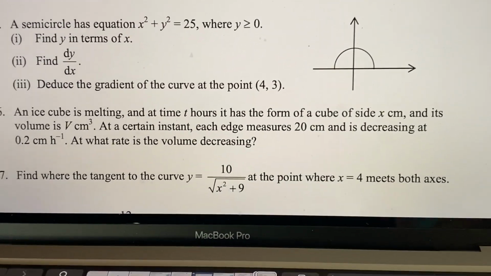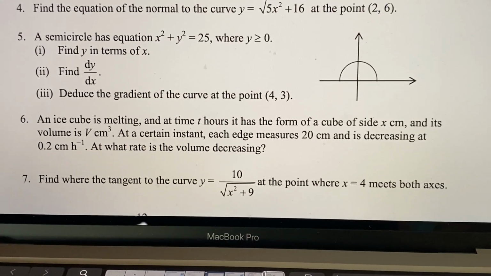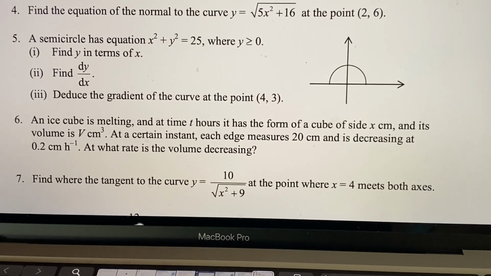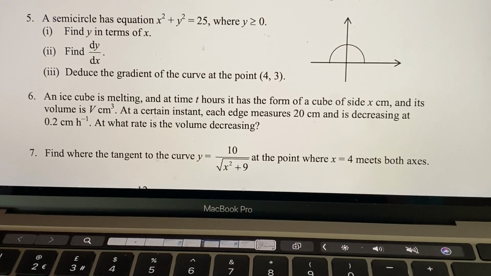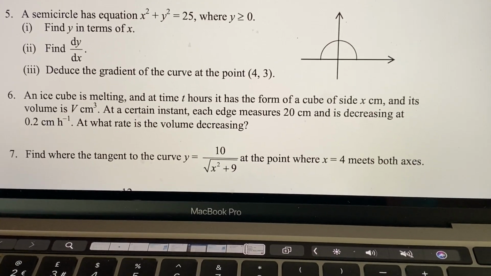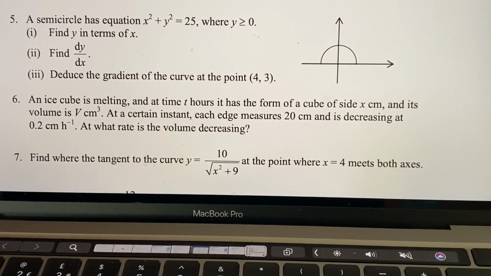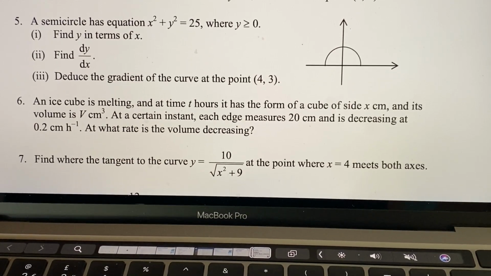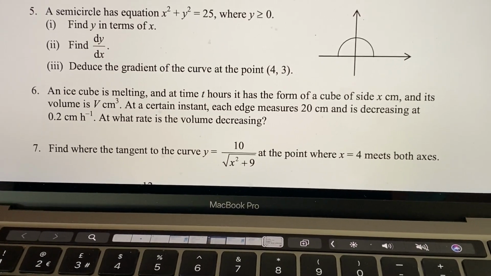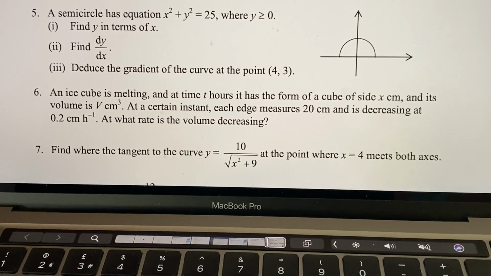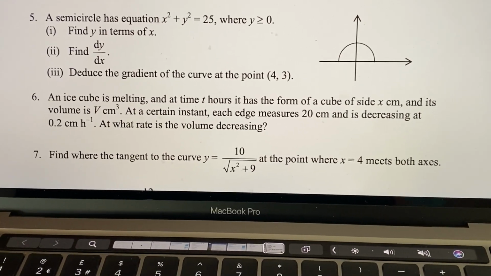And then if I look through the question, it says that at time t hours, it has the form of a cube of side x centimeters and its volume is V cubed. At a certain instant, each edge measures 20 centimeters, that's important, and is decreasing at 0.2 centimeters per hour. At what rate is the volume decreasing?